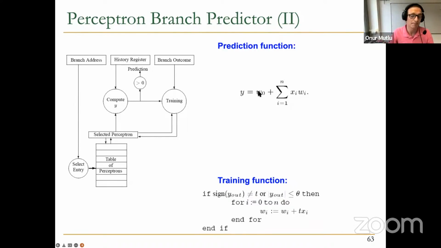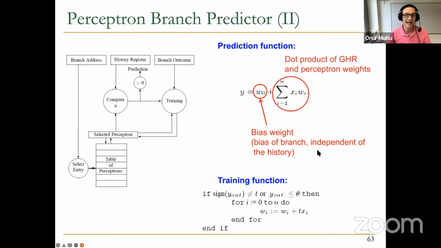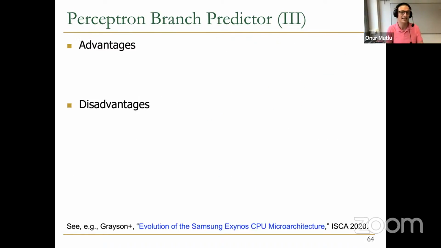Prediction is also simple, but it's not as simple as what we have seen so far. You need to do a vector multiplication, as you can see over here. So there's a bias weight. This is the bias of the branch independent of the history. And there's a dot product of the global history register and the perceptron weights, as you can see over here. And then the output is compared to 0. This is called an activation function. What do you do with the output, right? What do you compare it to? It's called an activation function in neuron terminology, let's say. In this particular case, we compare it to 0, but it could be something else as well.